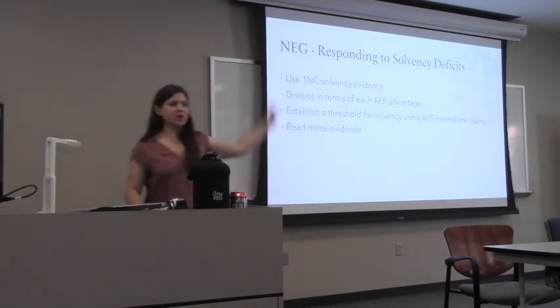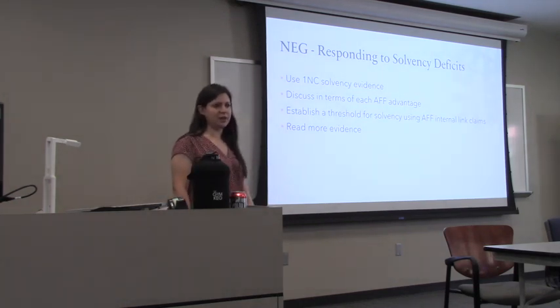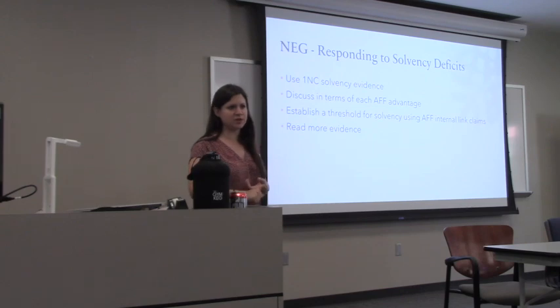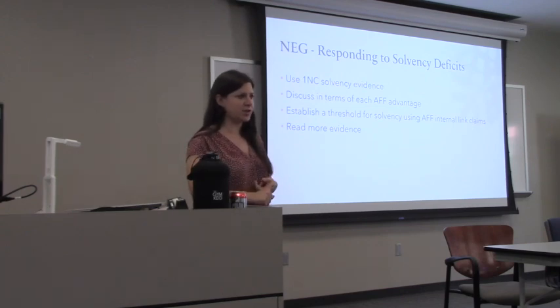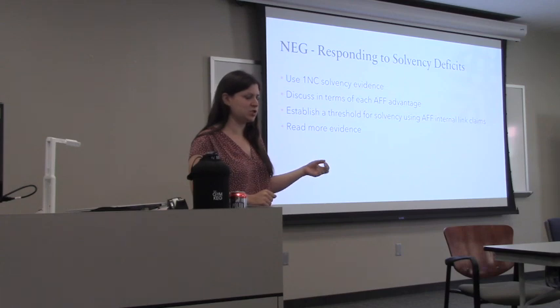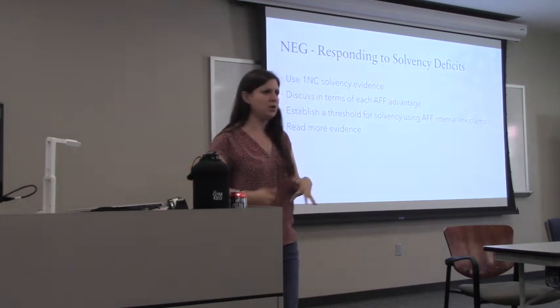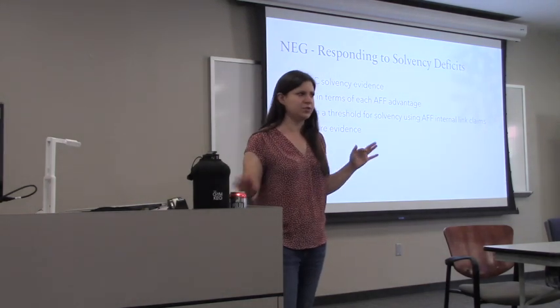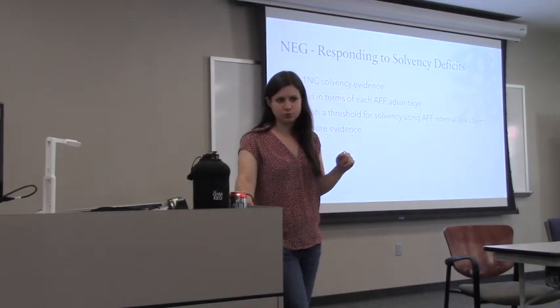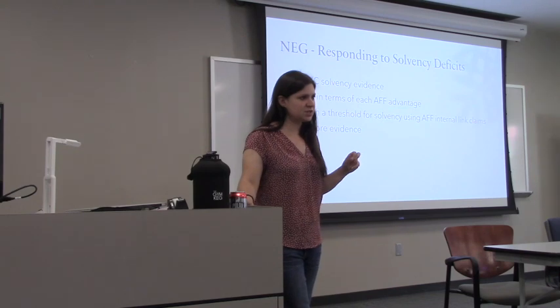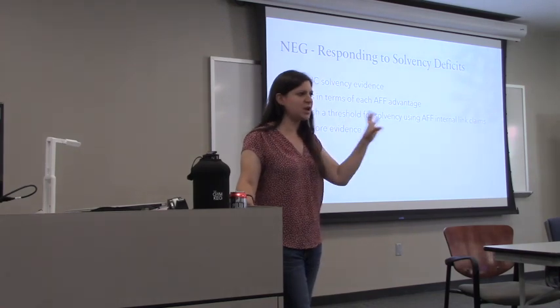Okay, responding to solvency deficits on the negative, you want to start by using 1NC solvency evidence to answer them. Ideally, the solvency evidence in the 1NC is good enough to establish that you solve the AF. You want to apply whatever you've already said on this issue to the solvency deficit. Second, you want to discuss the solvency of the counterplan in terms of each AF advantage.